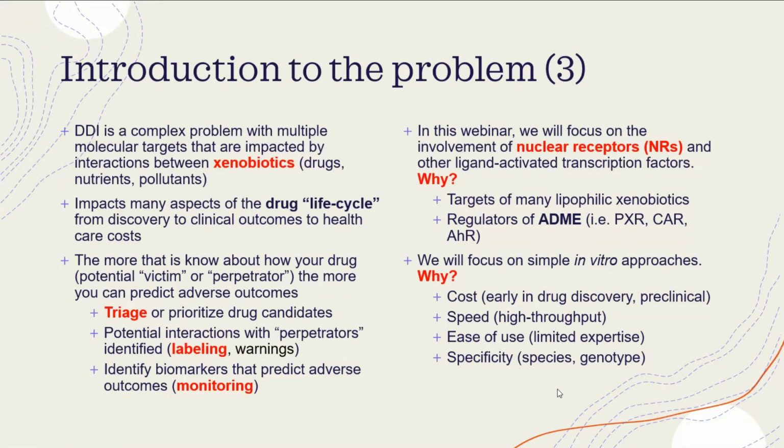We don't want this to get out and then have to try to deal with it after the fact. In fact, the earlier we do this, the better. So what we're going to be talking about today is how we can use this to either triage or prioritize drug candidates, identify if your chemical is a potential victim or perpetrator in drug-drug interactions, and hopefully this information will lead to a better labeling process where you could have that insert that says, do not take this drug while you're also taking this or while you're drinking grapefruit juice.